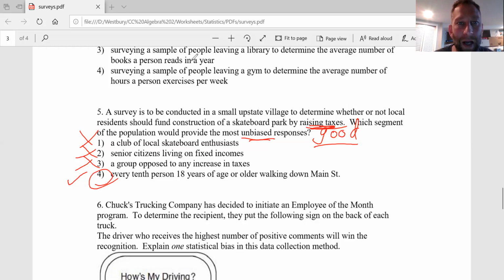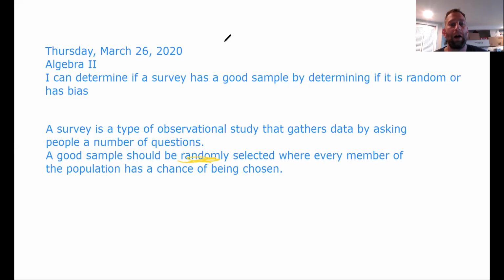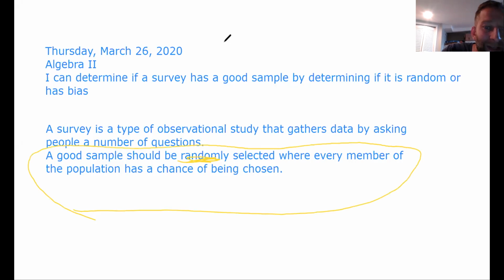So to sum this up, a good sample should be randomly selected, where every member of the population has a chance of being chosen. Bias is bad. Bias is where I'm asking the soccer team how they feel about soccer. They're going to say they like it. It's not random. It's not going to represent the entire population.